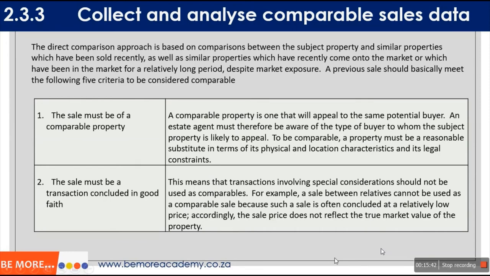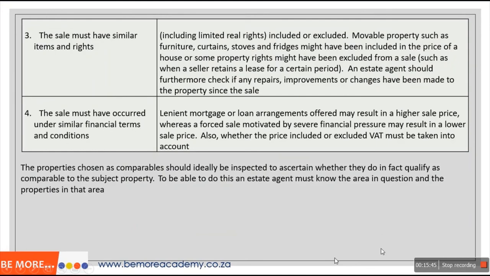The sale must have similar items and rights, including limited real rights, included or excluded. Movable properties such as furniture, curtains, stoves and fridges may have been included in the price of a house, or some property rights might have been excluded from a sale, such as when a seller retains a lease for a certain period. An estate agent should furthermore check if any repairs, improvements or changes have been made to the property since the sale.